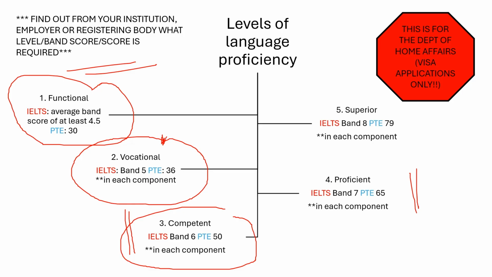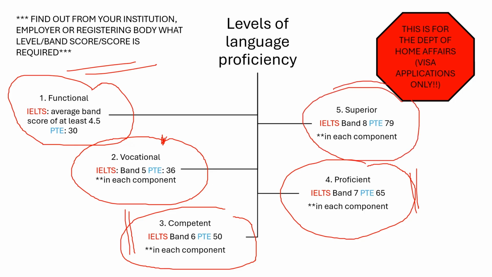And finally, for academic students, say you're applying to do a degree here in Australia at the University of Western Australia, you probably need a band 7 IELTS Academic or PTE level of 65 in each component. And finally, superior. A superior level of language proficiency is an IELTS band 8 in each component or PTE 79 and above. Okay? Again, there are differences. This is purely for visa purposes. For registering body purposes, sometimes the levels can vary.